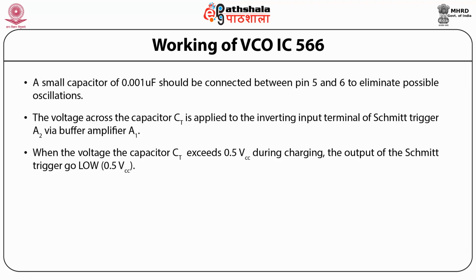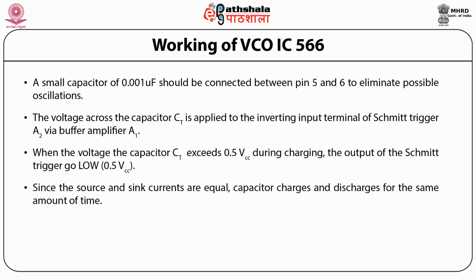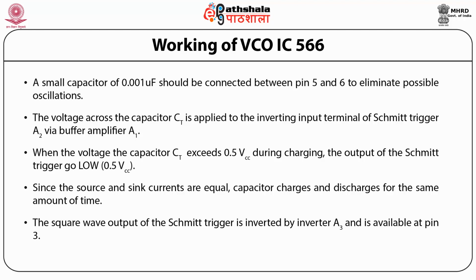Schmitt trigger goes high. Since the source and sink currents are equal, the capacitor charges and discharges for the same amount of time. So this gives a triangular voltage waveform across CT, which is also available at pin 4. The square wave output of the Schmitt trigger is inverted by the inverter A3 and is available at pin 3. The inverter A3 is basically a current amplifier used to drive the load.